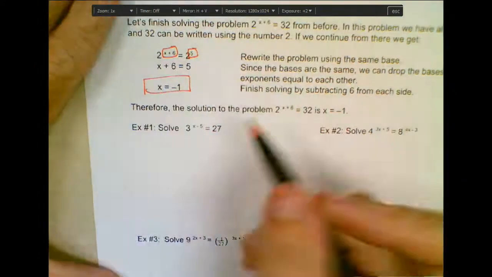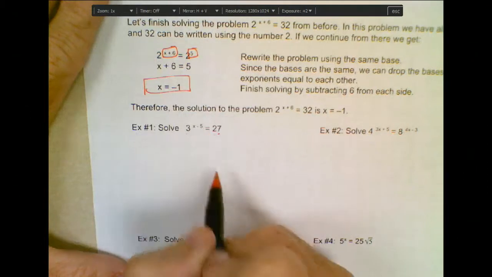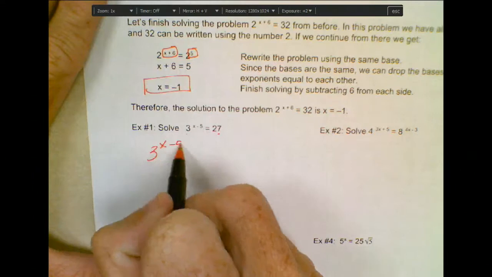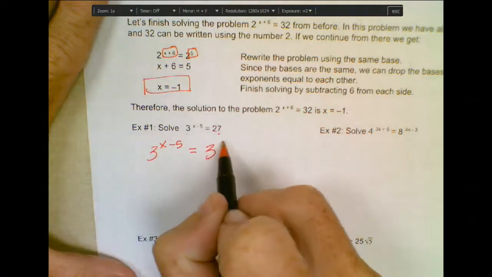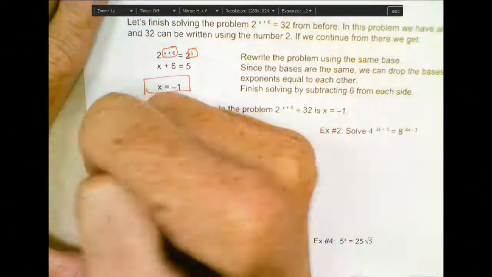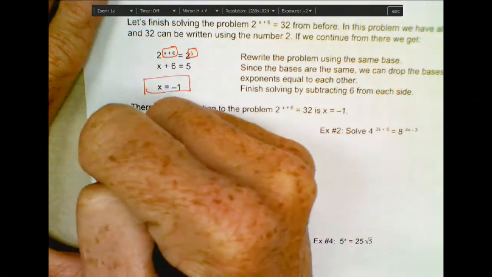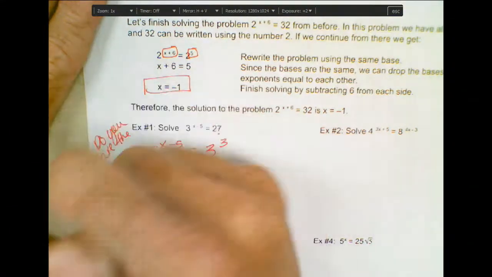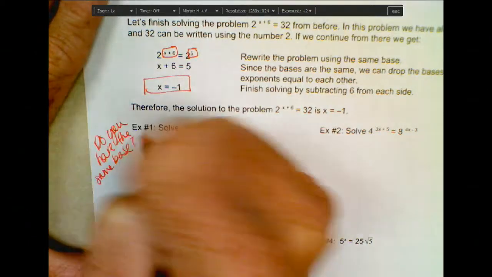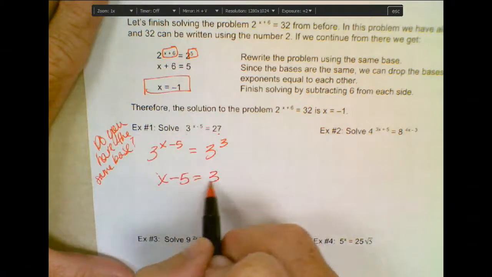So let's see. I have a base here of 3. The first thing you need to ask yourself is, can I change 27 to some base of 3? So 3 to the x minus 5. Well, I know that 3 to the third equals 27. This is where you ask, do you have the same base? Once that answer is yes, you can ignore the base and pull your exponents down and set them equal to each other.